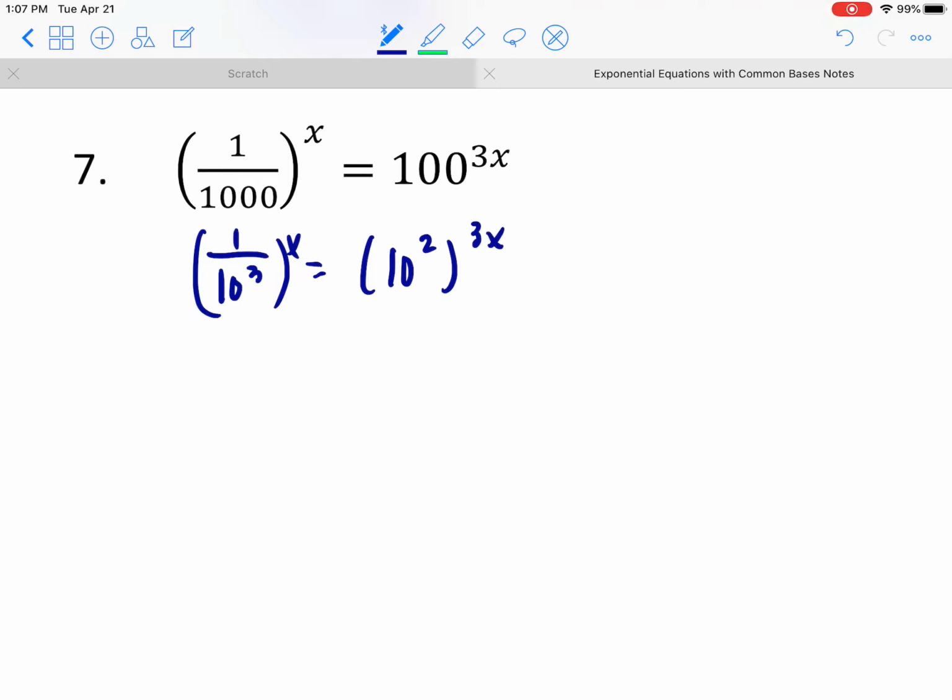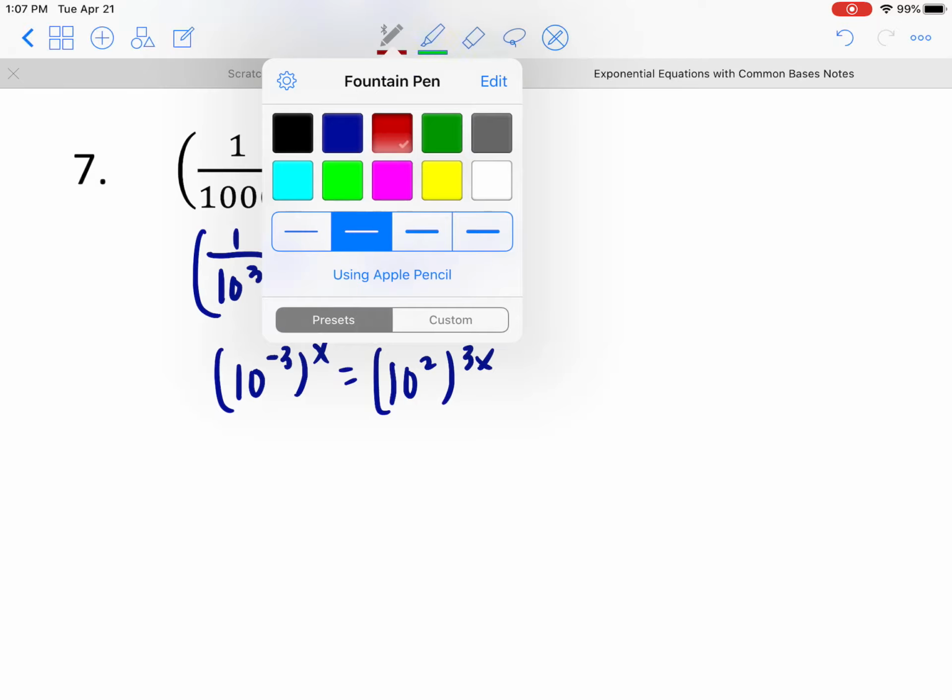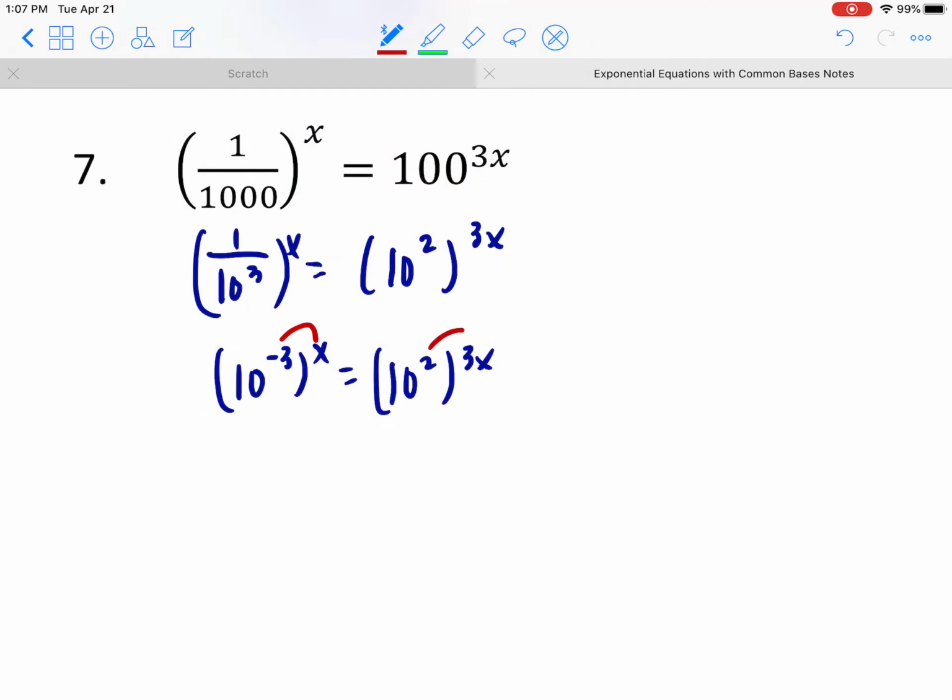Okay? So here, hopefully we can see the common base again. These are both powers of 10. So this is 1 over 10 cubed here, and then 100 is 10 squared here. Now this 10 cubed is on the wrong side of the fraction. So instead of leaving that as 10 to the positive 3 on the bottom, we're going to make it 10 to the negative 3 on the top.